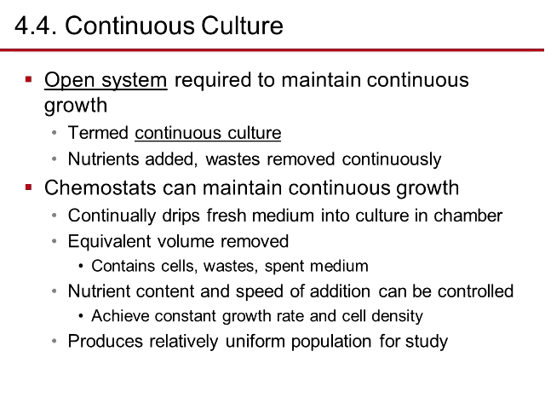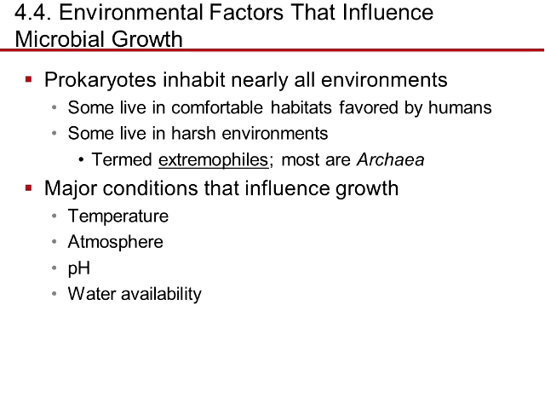An open system is required to maintain continuous growth, and it's termed a continuous culture. Nutrients are continuously added, wastes are continuously removed, and chemostats can maintain continuous growth. There are continuous drips of fresh medium into the culture chamber, and the culture volume is removed. It contains cells, waste, and spent medium. The nutrient content and speed of addition can be controlled so we can achieve a constant growth rate and cell density. They produce relatively uniform populations for study. So this constant growth system works a little differently.